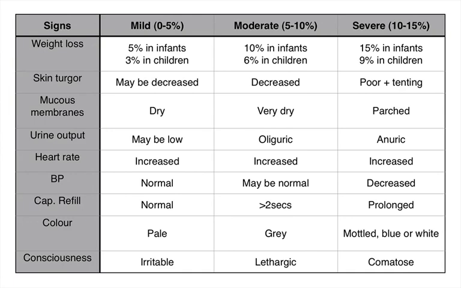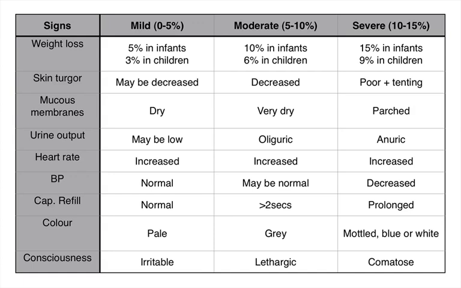So this table is pretty important because paediatricians like to classify dehydration as either mild, moderate or severe, and then they tend to refer to the level of dehydration in percentages. So mild would be 0 to 5% dehydrated, moderate 5 to 10%, or severe 10 to 15%. Now the way you determine how dehydrated the child is is through looking at a series of signs. Got them all listed here, but most of them you can do just through observing the child.